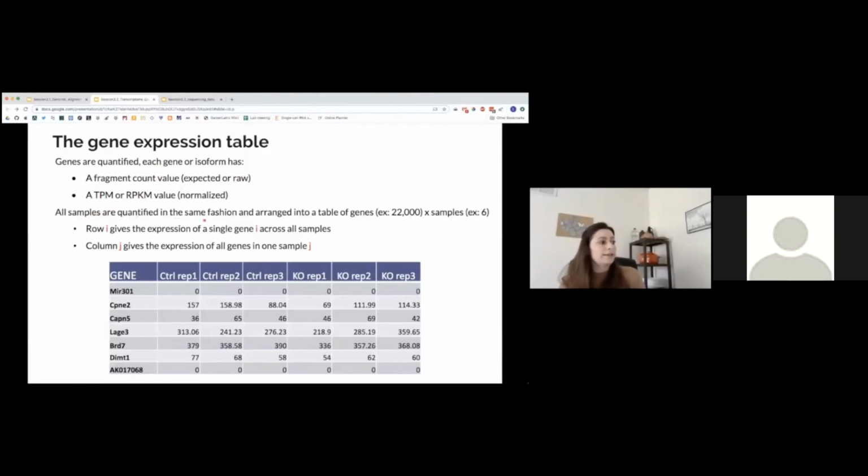So all the samples are quantified in the same way and arranged into a table. For example, we have 22,000 genes that were observed in, for example, 6 samples shown here. In this case, the table or matrix is going to give you, for each row i, all the expression of a single gene, say MIR301, in all of your samples. And the column j will give you the expression of all genes, all of these and much more, the 22,000, in one sample j, for example, control replicate 1.